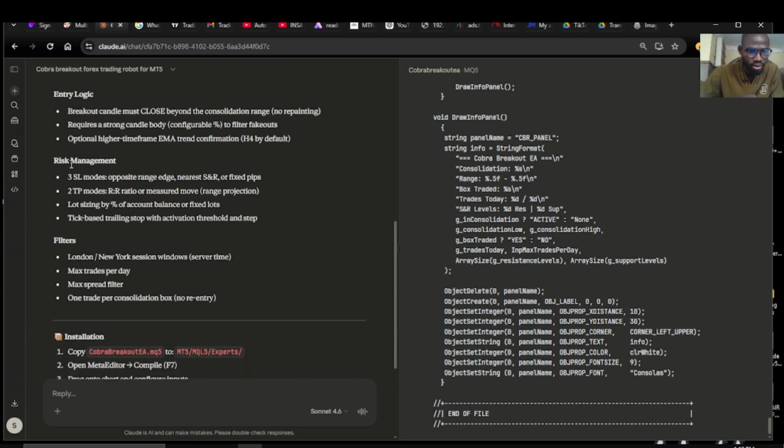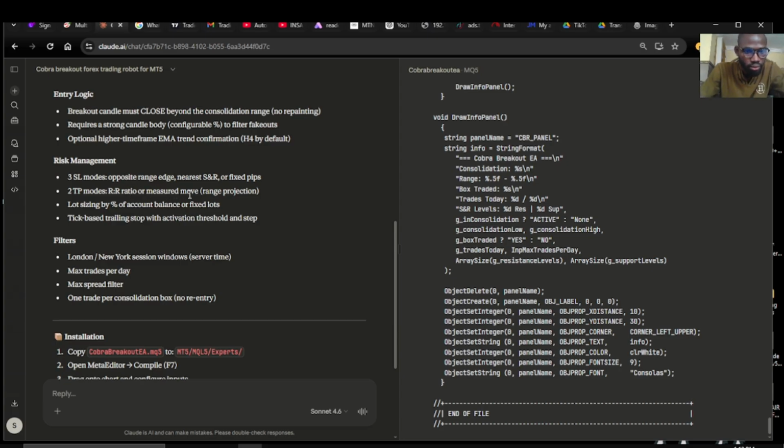Nice. So it has risk management. Okay, 3 stop loss mode, opposite range, edge, nearest support and resistance, or fixed pip. So now what this means is there are 3 stop loss modes to this trading robot. Either the stop loss is set at the opposite range, which is if we are buying now, the stop loss should be set at the low of the range, or if we are selling, the stop loss will be set at the high of the range.